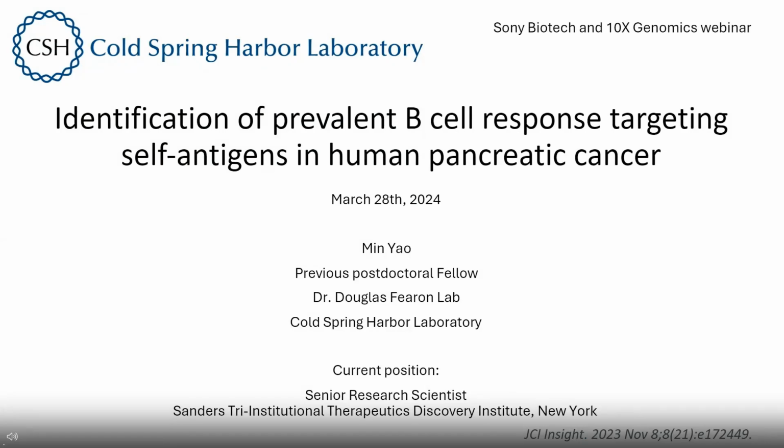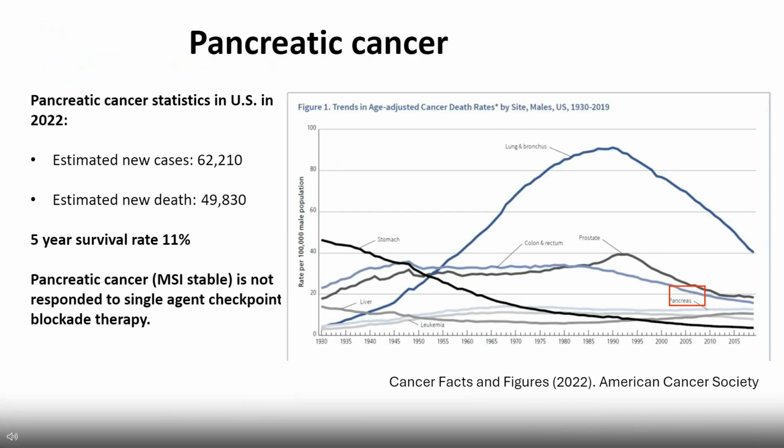So one of the key questions we tried to address during the postdoc study is to understand what the potential cancer antigen in pancreatic cancer is that drives a B cell response. As many of you are aware, pancreatic cancer is one of the deadliest cancers in the US and also in the world. The statistic here is from 2022, but it's still pretty similar in these years. There are an estimated over 60,000 new cases, and the estimated new deaths are actually pretty close to that new case number. So the 5-year survival rate is only around 10%.